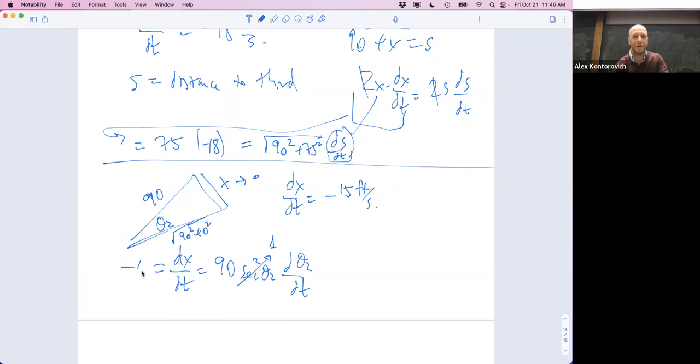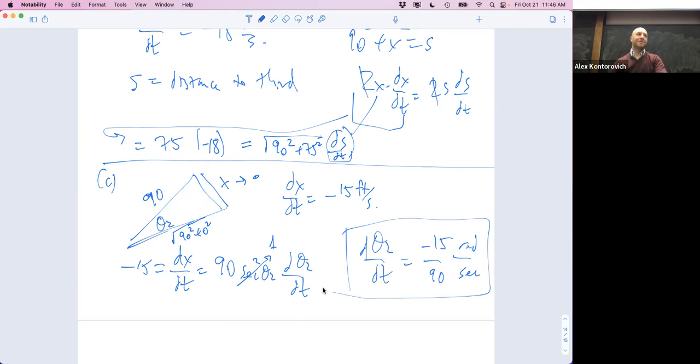dx/dt is negative 15, and so d theta is negative 15/90ths radians per second, because now we've divided out the feet on both sides. So this is part C: d theta 2/dt is negative 15/90ths, which don't bother simplifying, even though 90 is divisible by 15, radians per second. I didn't get quite as far this time.